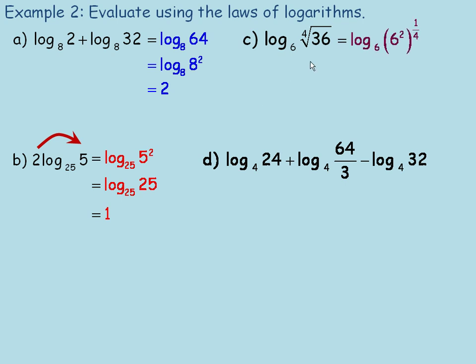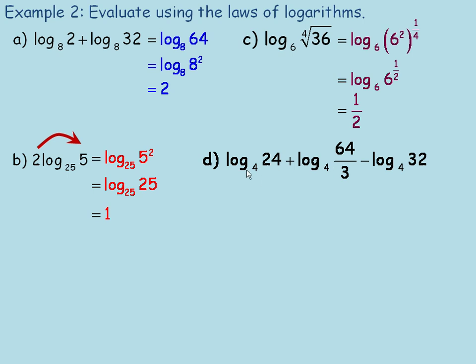So the answer would be 1 here. For C, remember, my base is 6, so I would really want to write this as a power of 6, again, to use that rule. And so that's why I'm writing the 36 as 6 squared. And then the fourth root means the power of a quarter. Now a power of a power, you multiply the exponents, so 2 times a quarter is 2 quarters, which reduces to a half. So again, if the base of the logarithm and the base of this power are the same, then that should equal the exponent, so it equals 1/2.